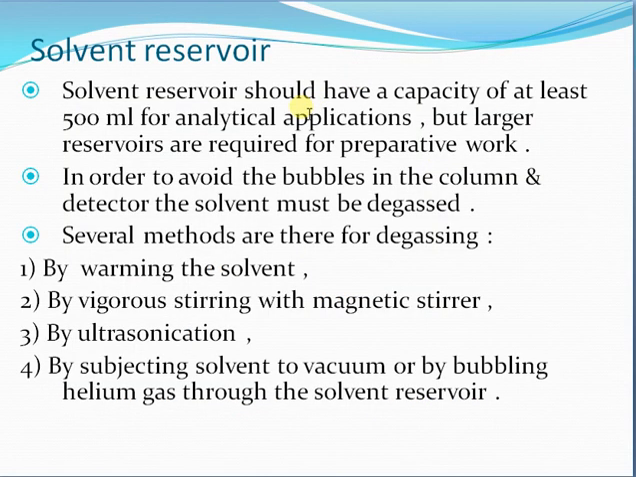Solvent reservoir: the solvent reservoir should have a capacity of at least 500 milliliters for analytical applications, but larger reservoirs are required for preparative work. In order to avoid bubbles in the column and detector, the solvent must be degassed. Several methods are used to degas: by warming the solvents, by vigorous stirring with a magnetic stirrer, by ultrasonication, by subjecting the solvents to vacuum, or by bubbling helium gas through the solvent reservoirs.